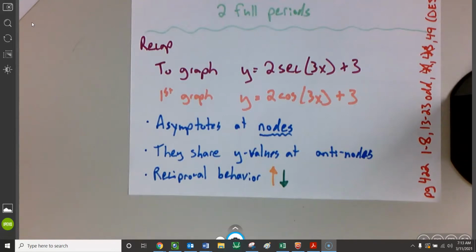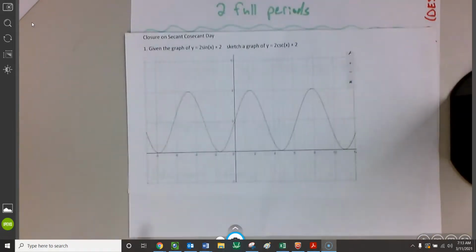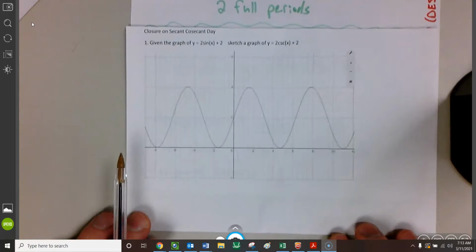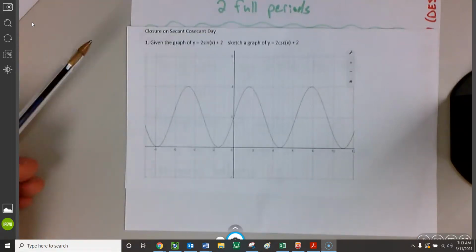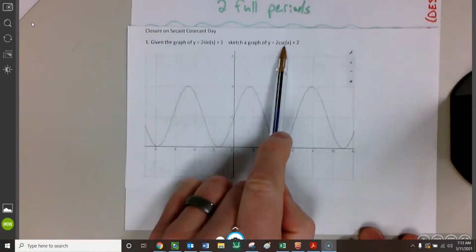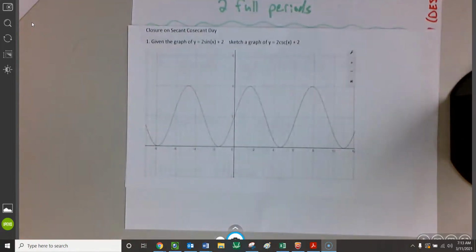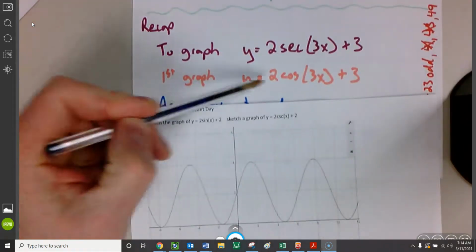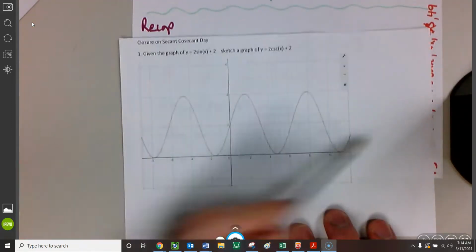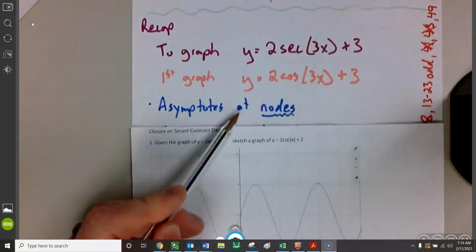I have one thing. This was a little like extra practice closing activity. And I'll just do it for you guys that are at home today. It says, given the graph of 2 sine of x plus 2, sketch a graph for 2 cosecant x plus 2. Okay? So the idea is what we just talked about. Let's do the recap. First, graph the reciprocal version. Yeah, I already did that for you. Second, asymptotes at the nodes.